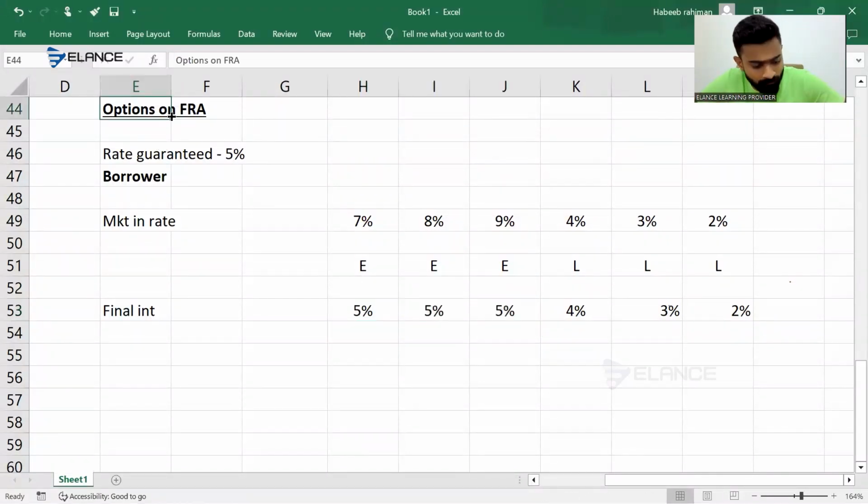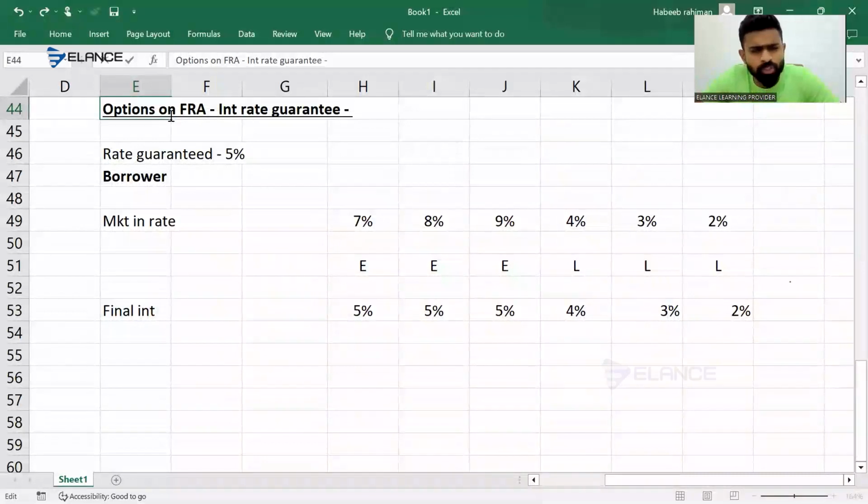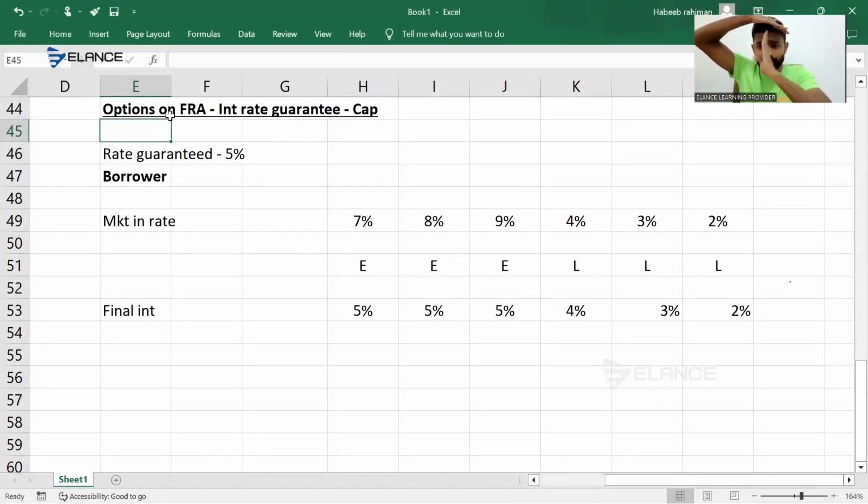So this option on FRA is named interest rate guarantee, which could also be named, in exchange traded terminology, as cap. Cap means maximum limit. For a borrower, increase in interest rate has to be capped, right? It has to be limited. So we are putting a cap of how much percentage? In this example, 5%. So the interest rate won't go more than 5%.